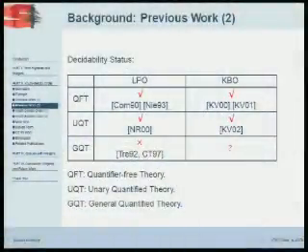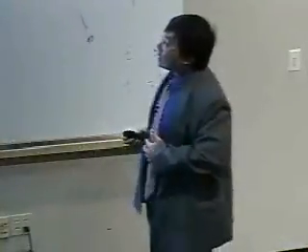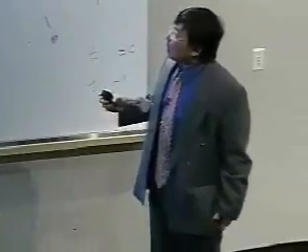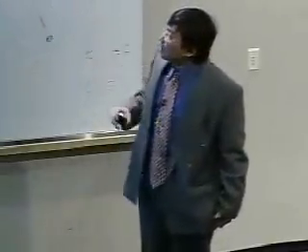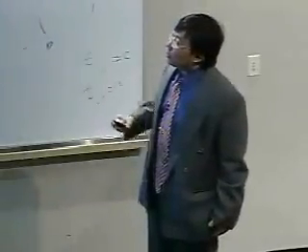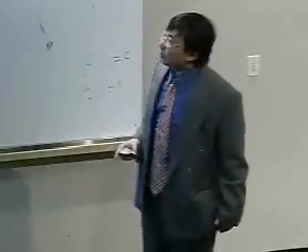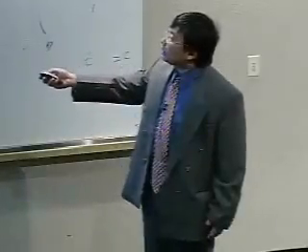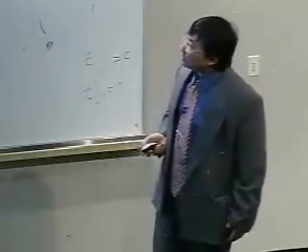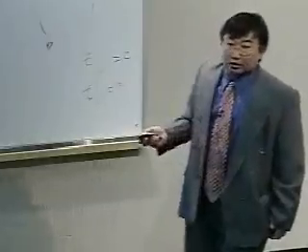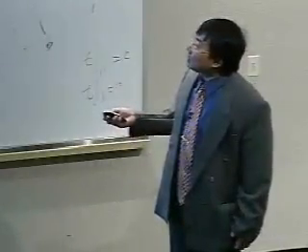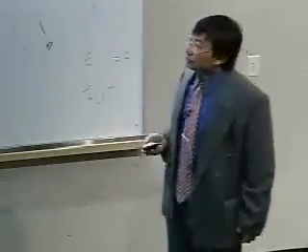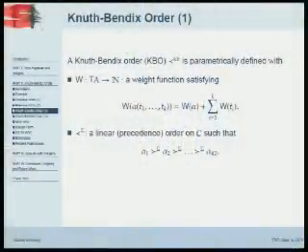So, as I said before, for the decidability status for quantifier-free theories and unary quantifier theories, we have positive results. But for the general quantifier theories, we don't know. We actually know that the LPO is undecidable. And we answered this question positively, that the general theory of KBO is also decidable. So that's the good news for solving the ordering constraints of the aforementioned type.